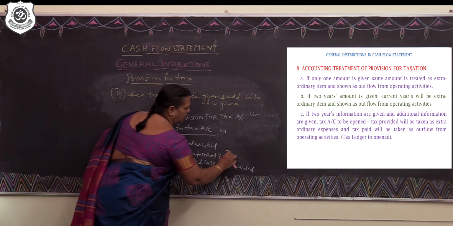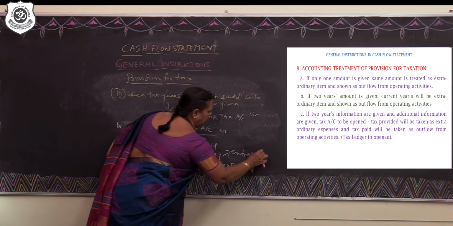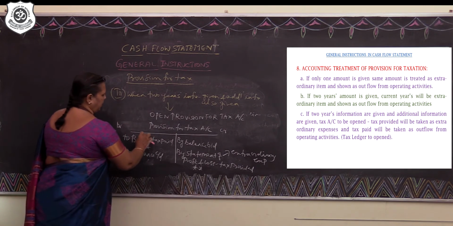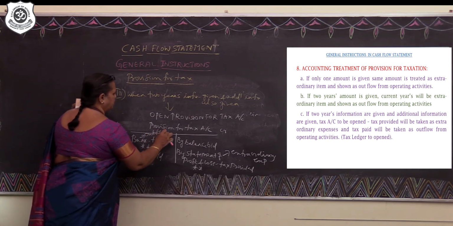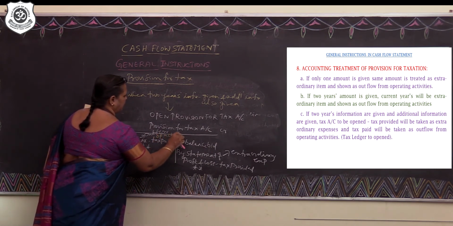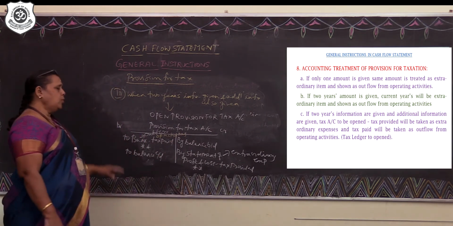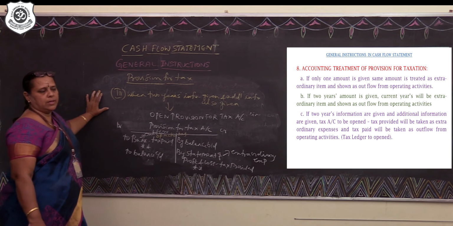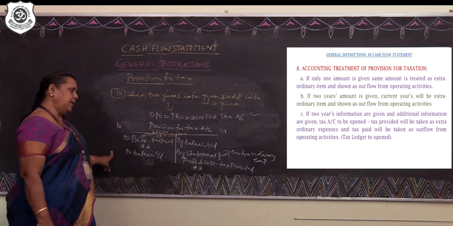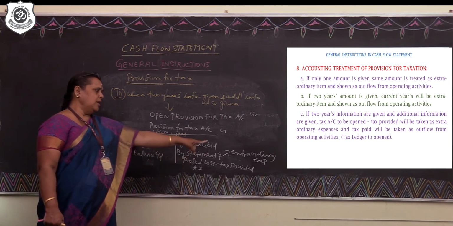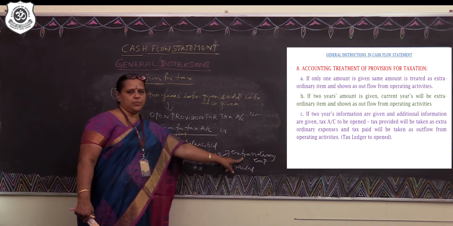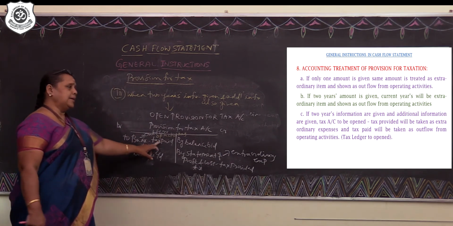If it is tax provided, this will be an extraordinary expense. And if it is tax paid, this will be an outflow from operating activities. So, I repeat the format of provision for tax account. We start with a credit opening balance, Y balance brought down, to balance carried down, by statement of profit and loss, which is an extraordinary expense, that is nothing but tax provided during the year, and to bank, which is tax paid.